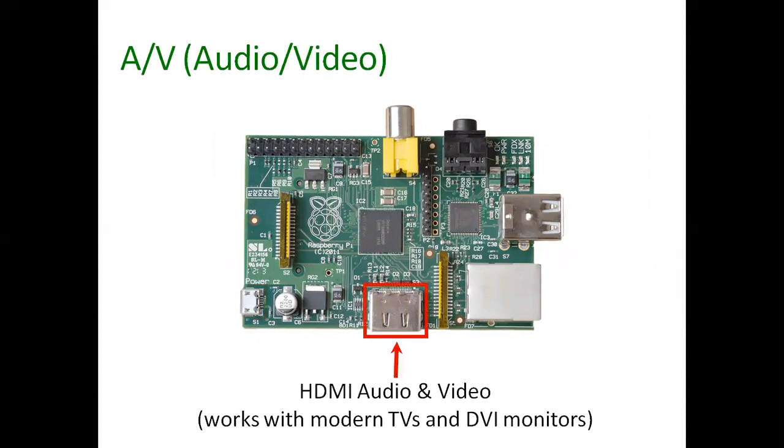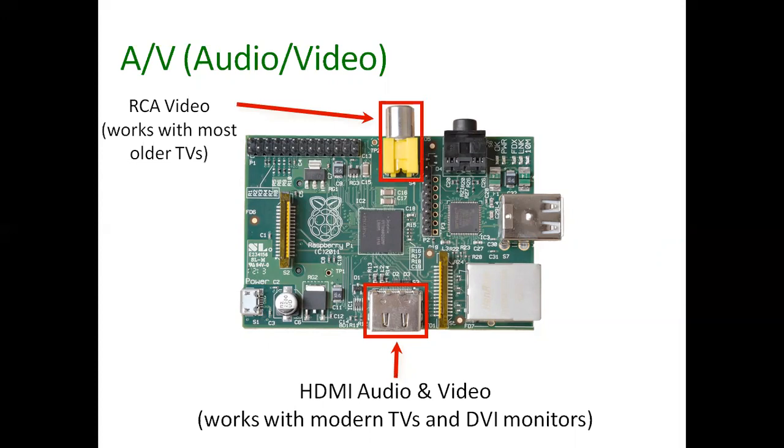And next is the HDMI audio and video. These slots are used to connect the Raspberry Pi to an HDMI screen, used for connecting to a monitor or TV. HDMI can carry both sound and the picture as well, and it mostly works with modern TVs and DVI monitors. And the next port is the RCA video port.